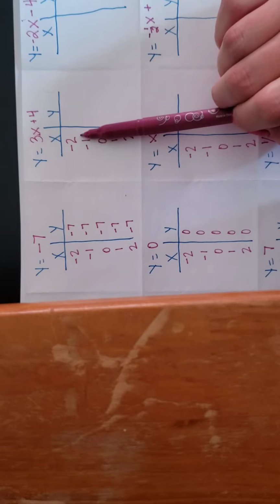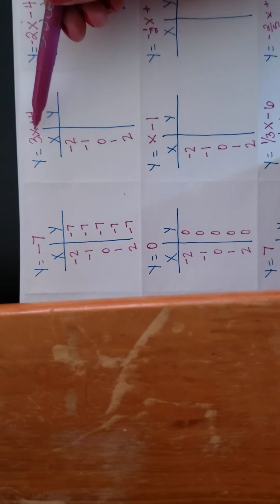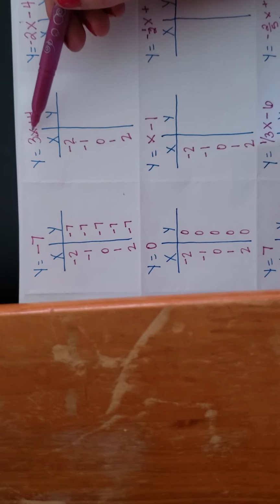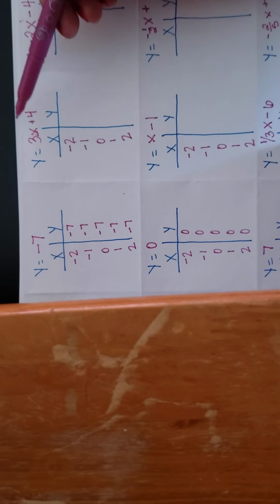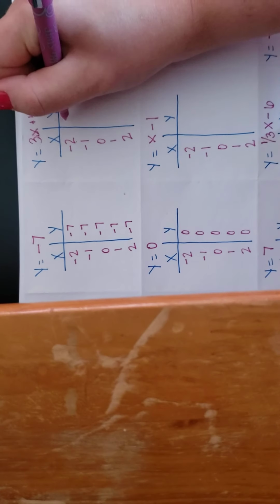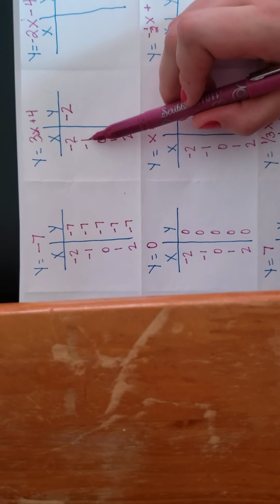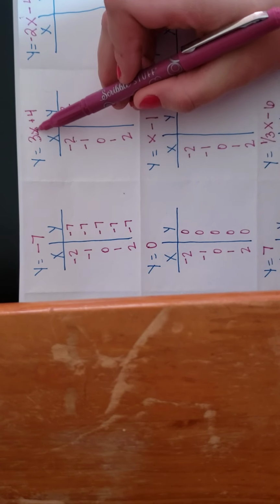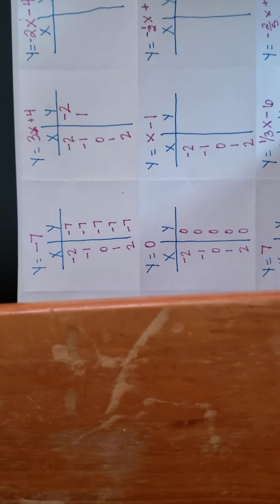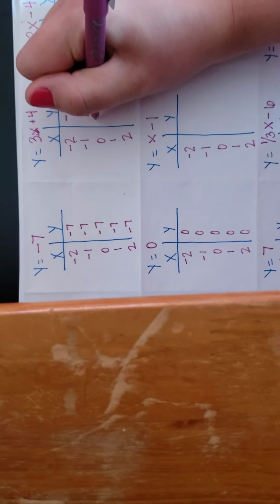When I have this, I'm going to plug each number in and do PEMDAS. So when I plug in -2, I replace the x with -2. So this is now 3 times -2 plus 4. 3 times -2 is -6, plus 4 is -2. So this is going to be -2. Then I plug in -1. 3 times -1 is -3, plus 4 is +1. If I plug in 0, 3 times 0 is 0, plus 4 is 4.